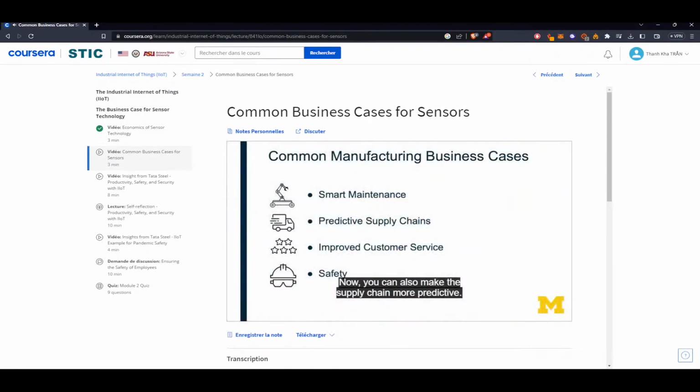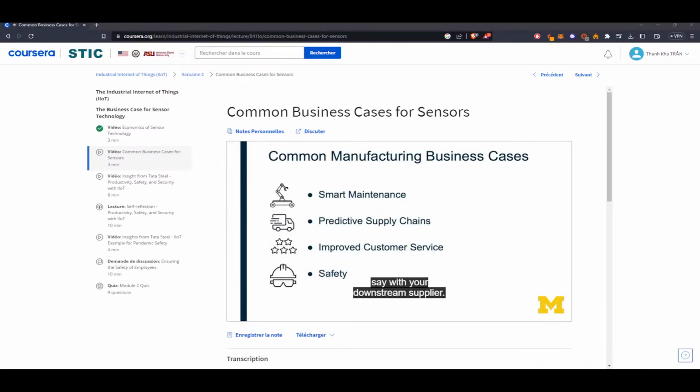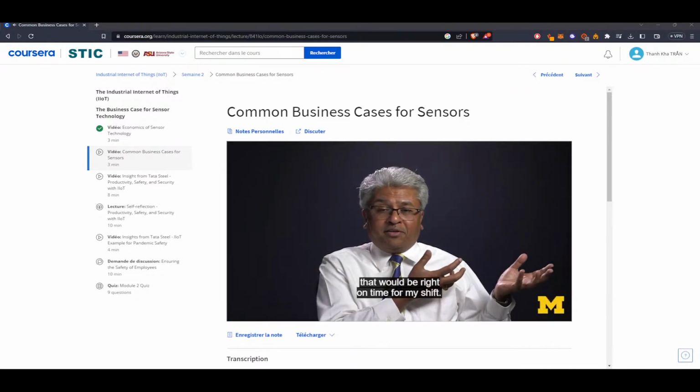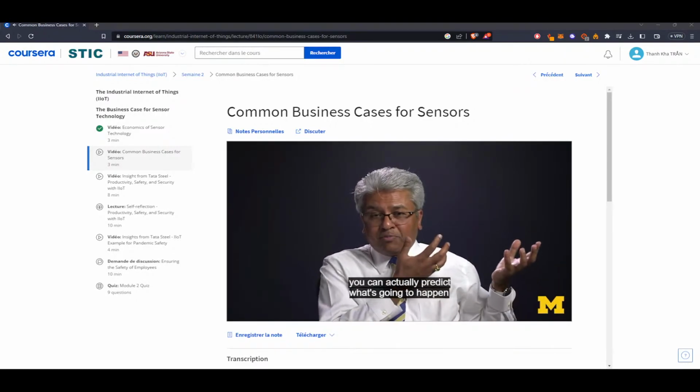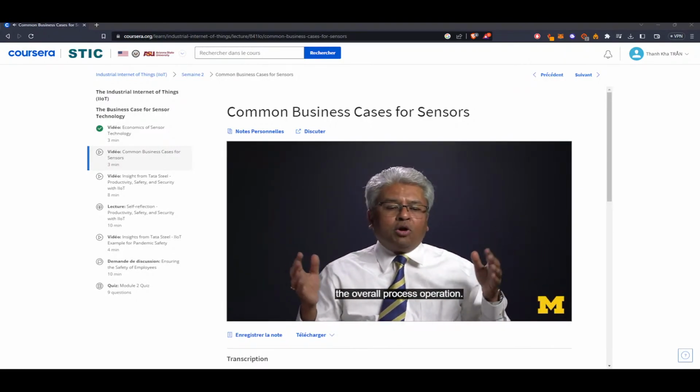Now you can also make the supply chain more predictive. Just imagine if you're using RFID or some similar sensor technology with your downstream supplier. You could know as soon as the product gets shipped from the supplier that it's on the way, and that you're going to get it tomorrow by 8 a.m., right on time for your shift. And if it's not going to happen, you will know that it's going to disrupt your shift. So with this predictive supply chain, you can predict what's going to happen, and that helps improve the overall process operation.